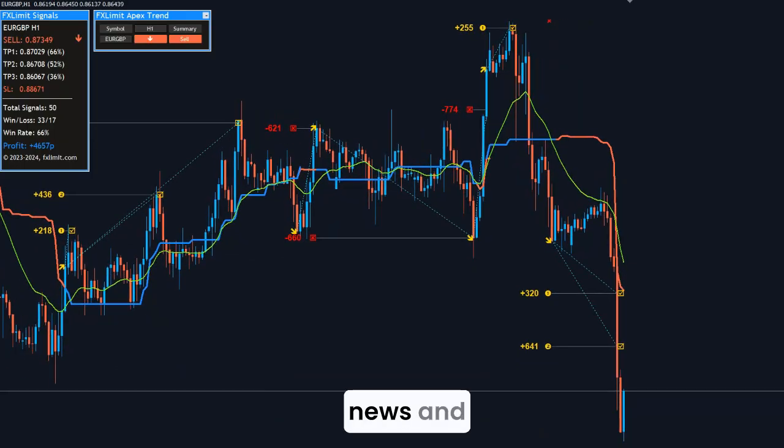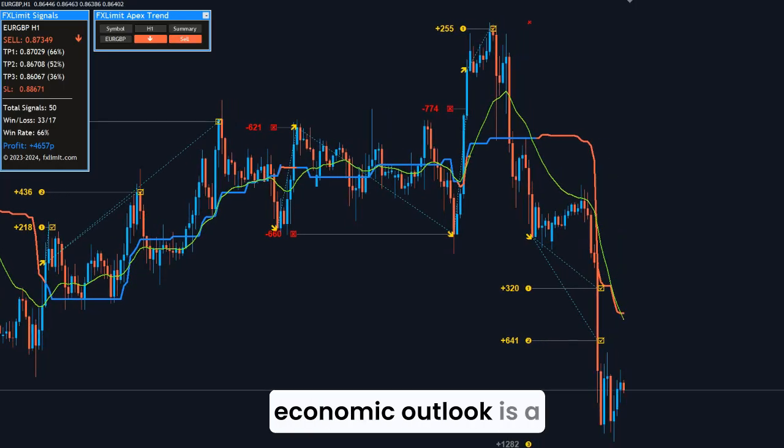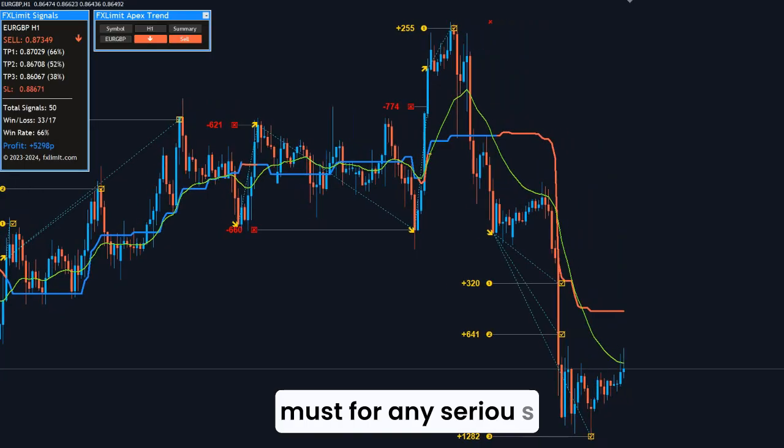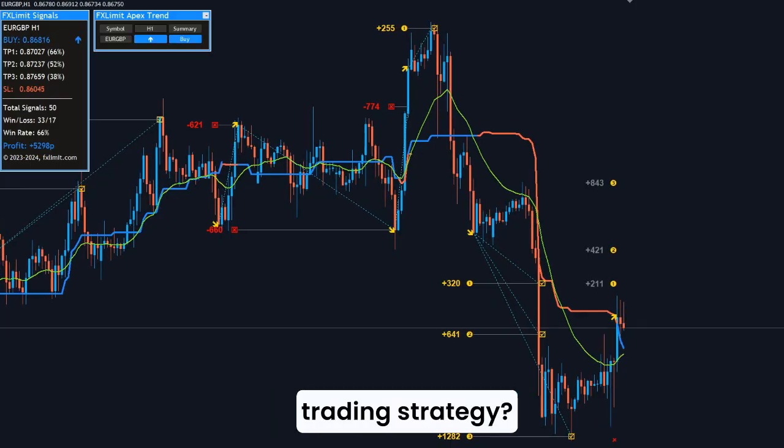Staying on top of the news and understanding how political developments could impact a country's economic outlook is a must for any serious Forex trader. So, how does this all come together in your trading strategy?